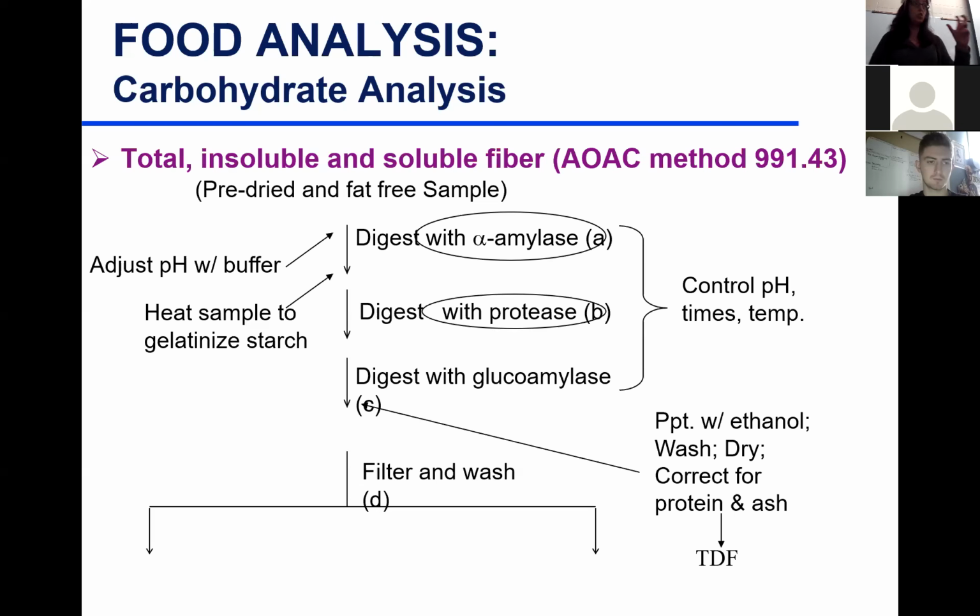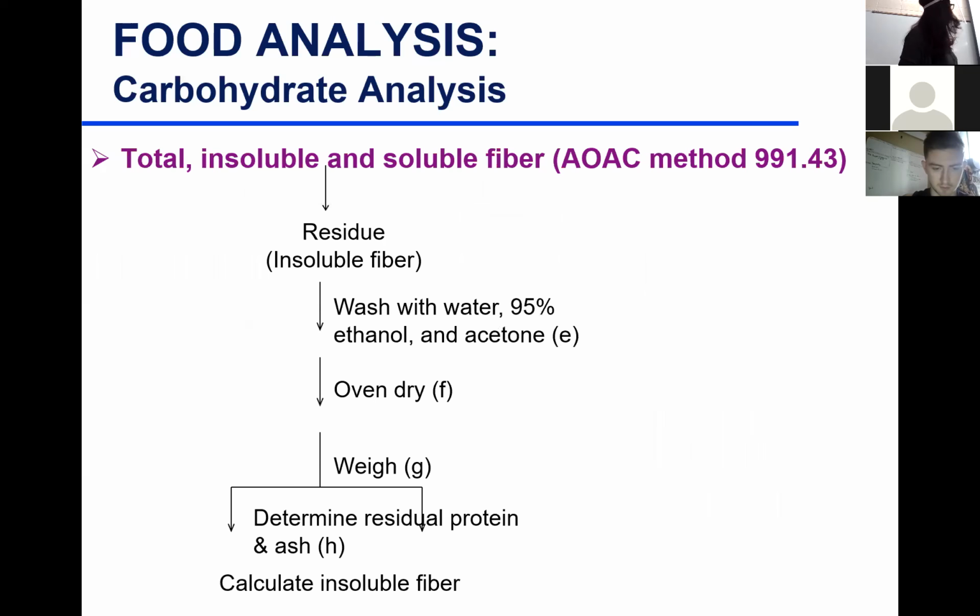If I want to know how much soluble and insoluble fiber I have, then before I precipitate with ethanol, I can separate my solubles from the residue after the hydrolysis with glucoamylase. So in this case, I don't go ahead with ethanol. I just filter and wash from here and end up with the insoluble residue and soluble permeates.